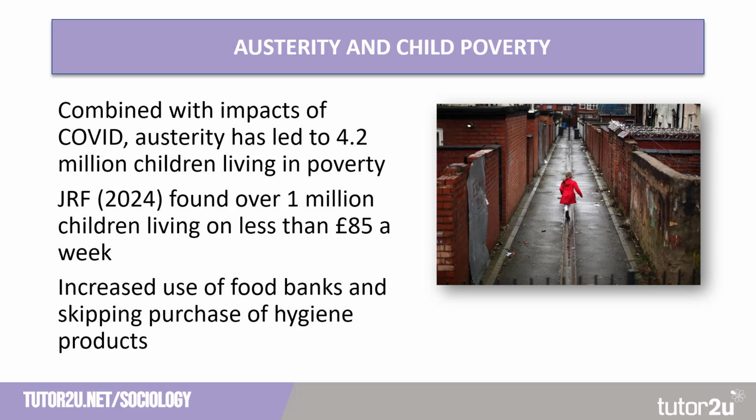Further impacts include the increased use of food banks, with almost 3,000 food banks in operation in the UK, many located in schools, and evidence of parents skipping the use of hygiene products simply to put enough food on the table. The impacts of austerity are severe for many children in poverty.